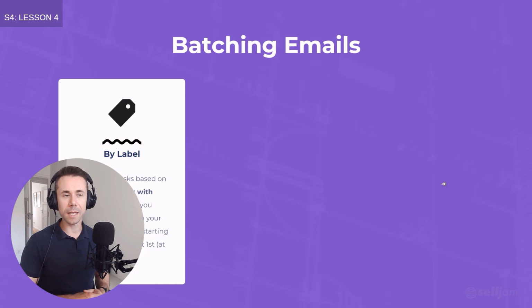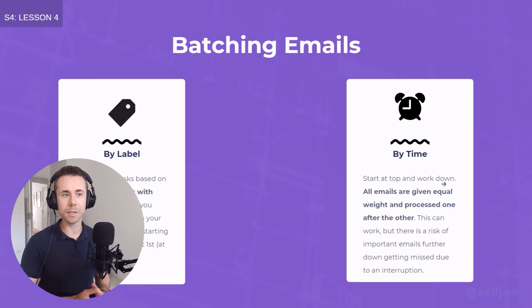The next one is batching by time. This is a very simple method of just starting from the top and working your way down. All the emails are given an equal weighting and priority. This is one method of doing it. It ensures that everything is done. However, the equal weighting and the equal priority, it's not as efficient as it could be.